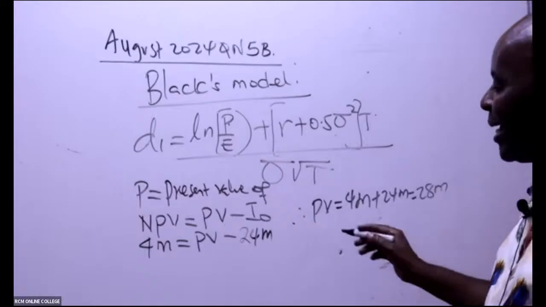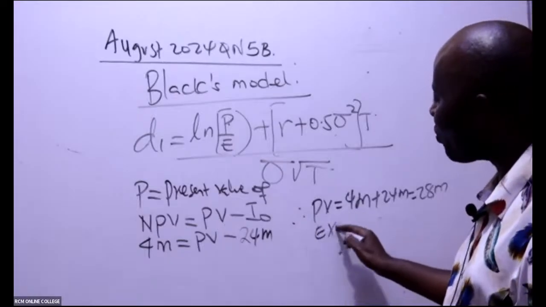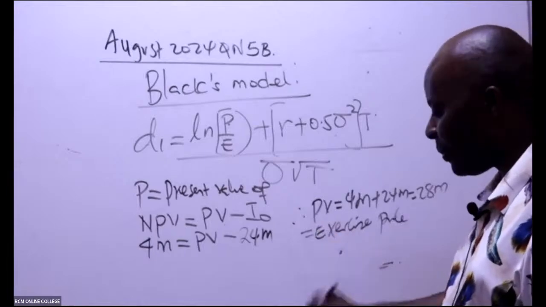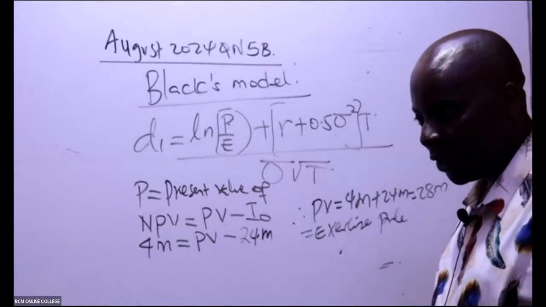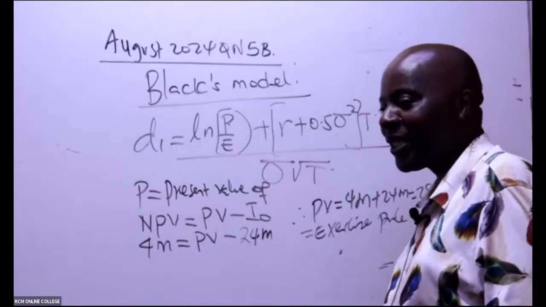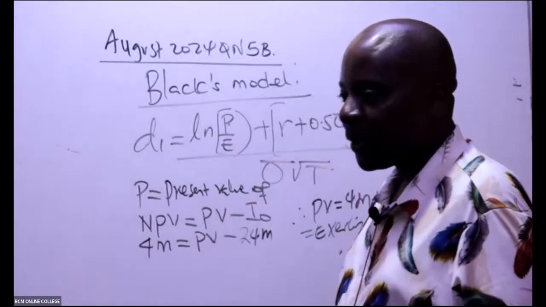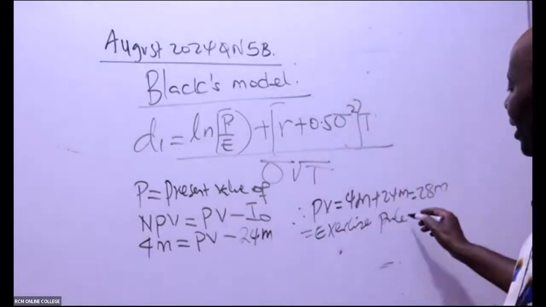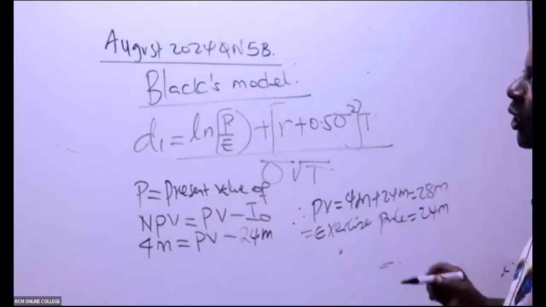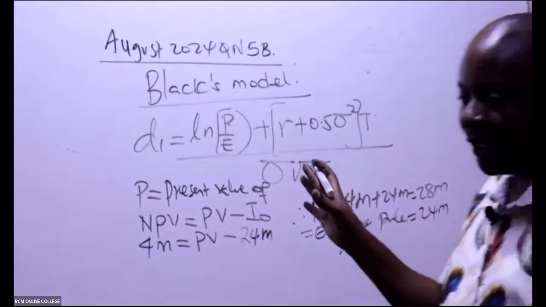And then remember, E is the exercise price. Exercise price is the amount I have to pay to acquire this project. So in this case, are you able to see the exercise price? This is not an abandoning question. This is an acquisition question. It's a building question. So in this case, the exercise price is 24 million. So then can you kindly go ahead and give me this D1?